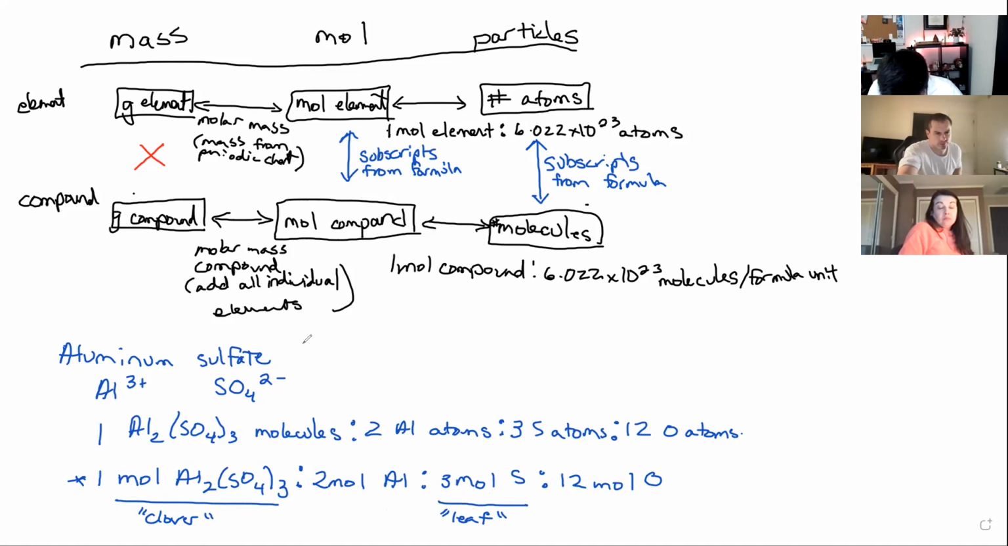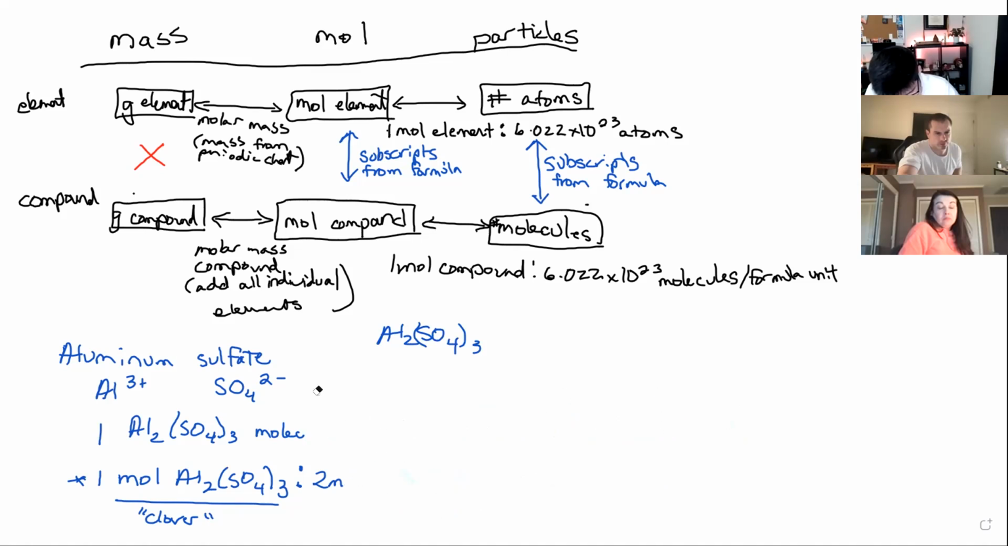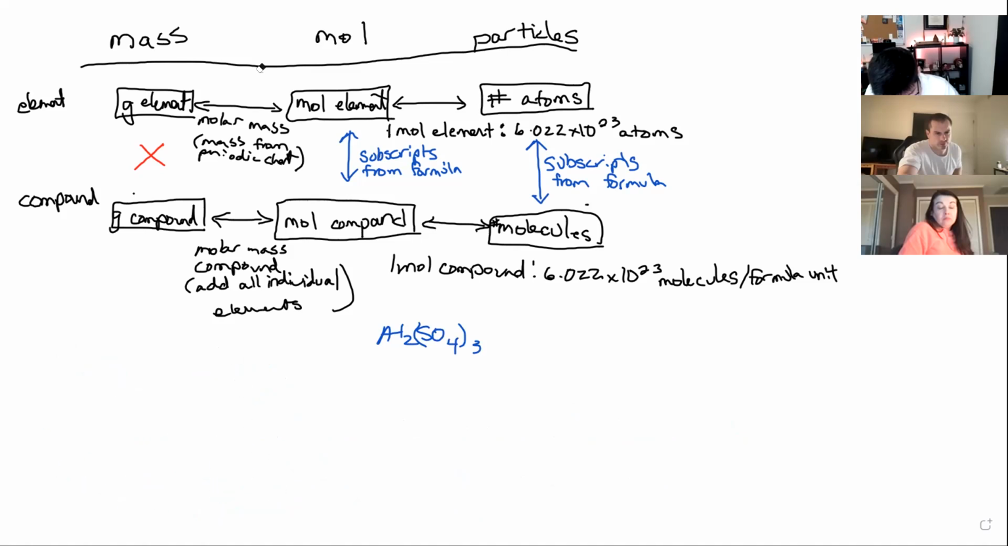So let's actually use aluminum sulfate, Al2(SO4)3, and we'll do a problem. I'm going to say that you are given 32.5 moles of the aluminum sulfate, Al2(SO4)3. I want you to find the moles of oxygen. So how many moles of oxygen are contained in 32.5 moles of aluminum sulfate?